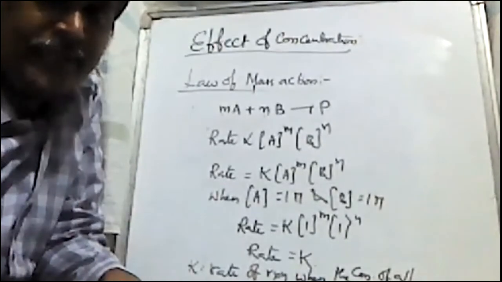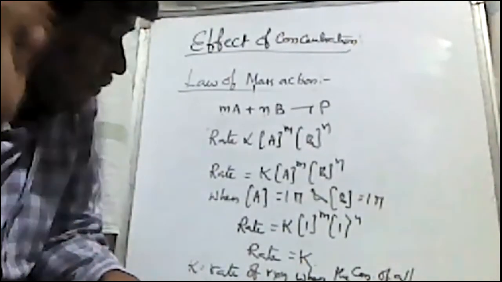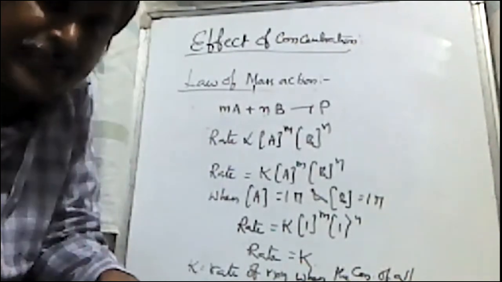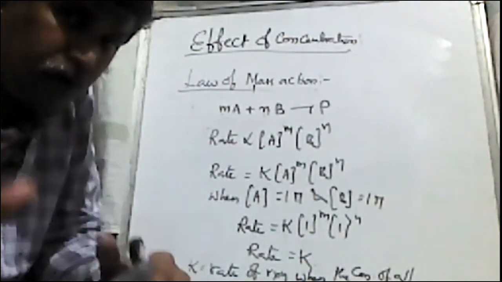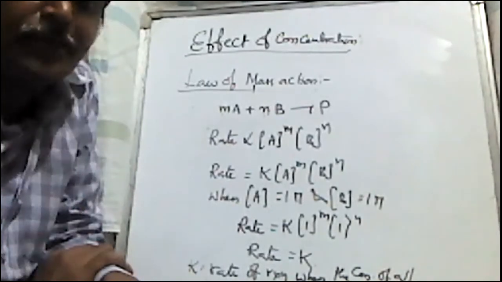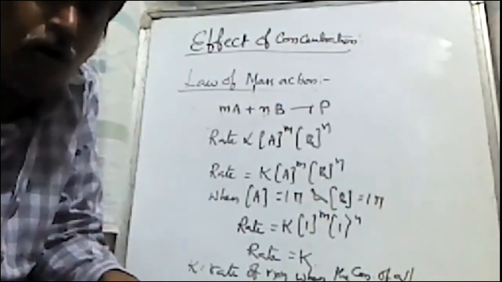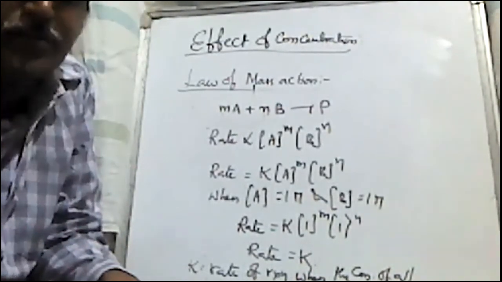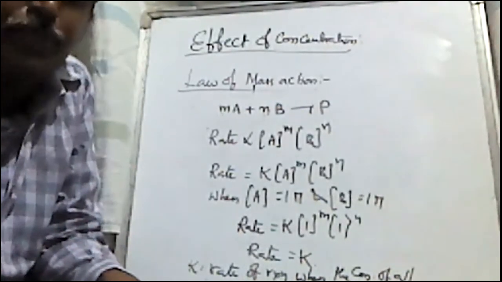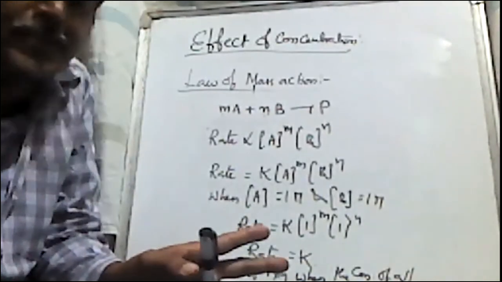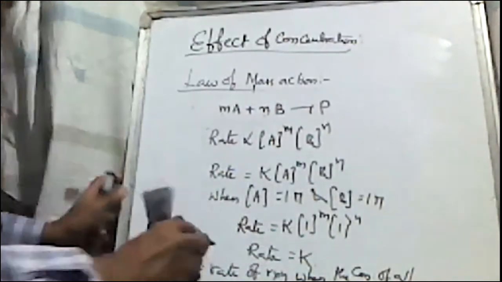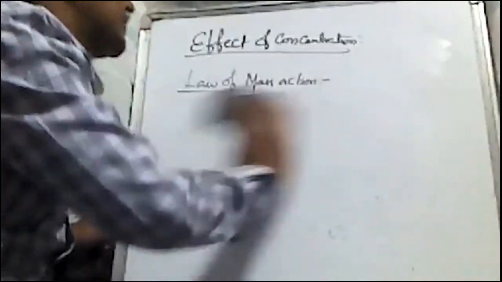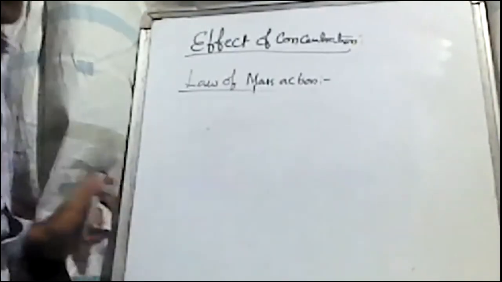Rate of reaction is the change in concentration of reactants or products in a given time interval. Then what is the rate constant? Rate constant is the rate of reaction when the concentration of all the reactants are unity. When the concentration of all the reactants are unity, then the rate becomes the rate constant. So now we have seen our rate of reaction and rate constant, or specific reaction rate.